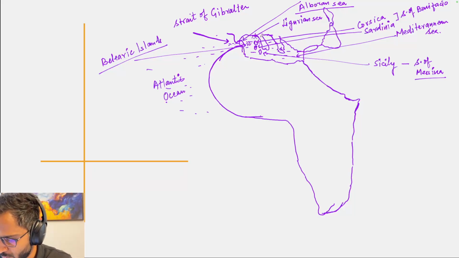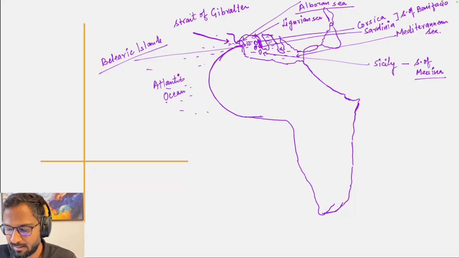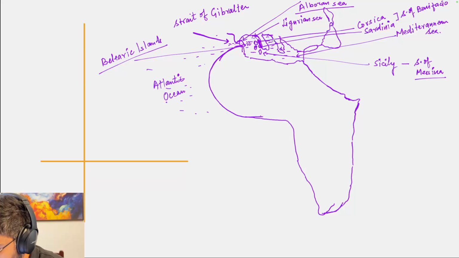So Ligurian, and then between Corsica, Sardinia Island and Italy, you'll find Tyrrhenian Sea. So this one is Tyrrhenian Sea. And then east of Italy, this water body is Adriatic Sea. So let me write this Adriatic Sea.